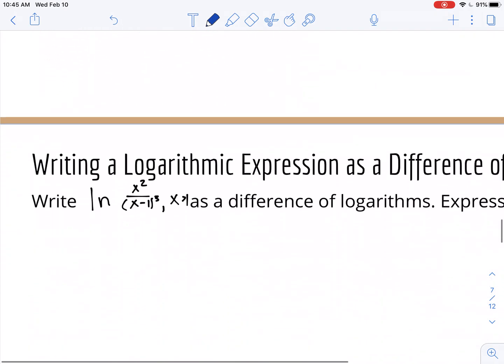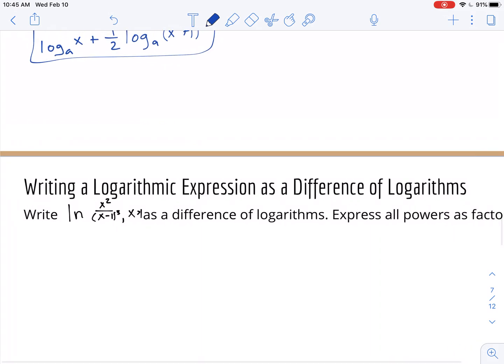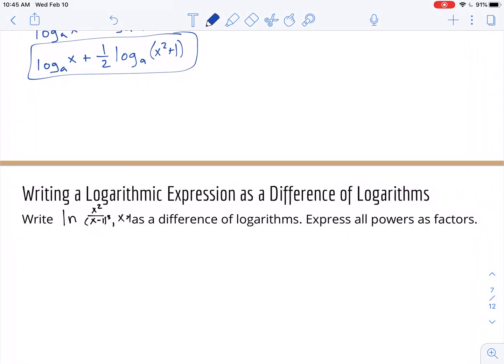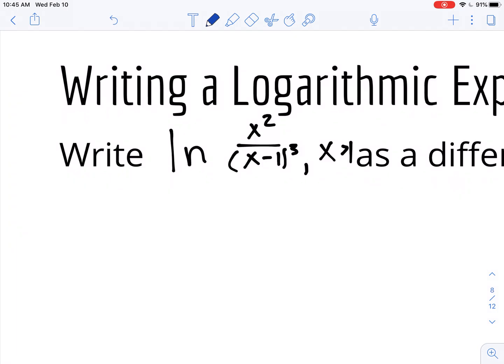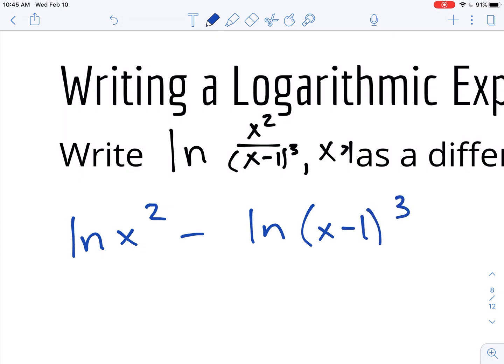All right, we've got another couple examples of this. So write the natural logarithm of x squared over x minus 1 cubed, where x is greater than 1. Again, x is greater than 1 is just the domain, as a difference of logarithms, and then express all powers as factors again. So here the first thing that I'm going to do is write this out as the natural logarithm of x squared minus the natural logarithm of x minus 1 cubed.